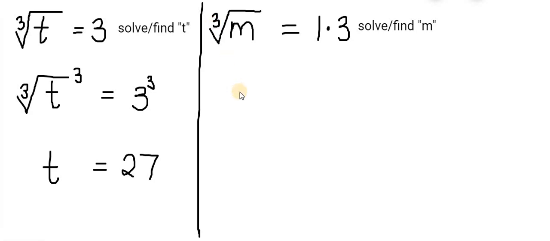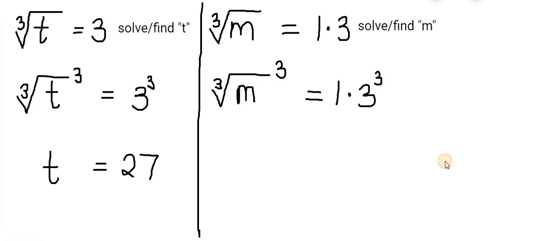Get rid of the cube root attached to it. So what we do is we use the opposite sign to do that. In this case, that would be a cube. Okay? Now because we've attached a cube on the left, we've got to do the same thing to the right. So 1.3 to the power of 3.